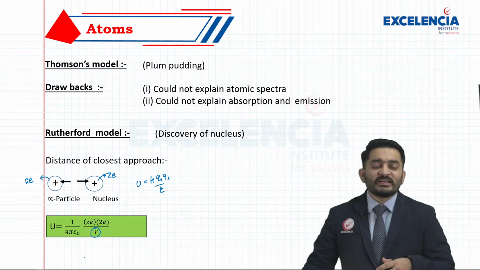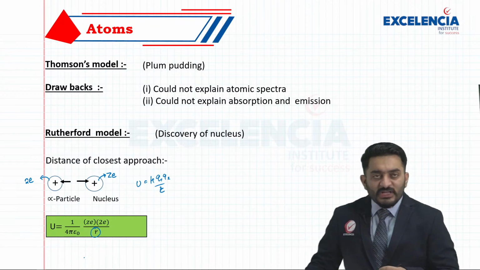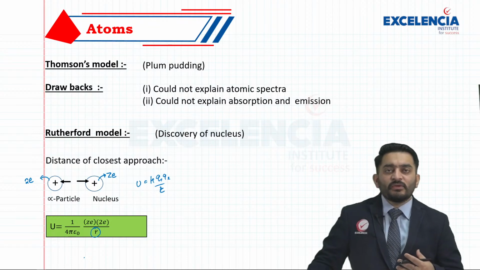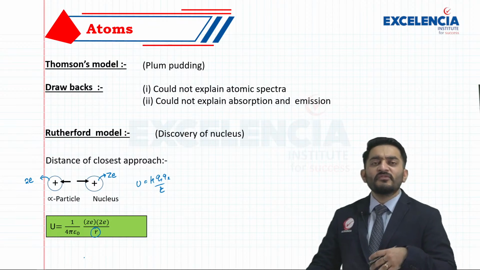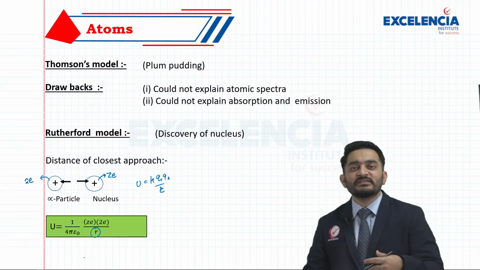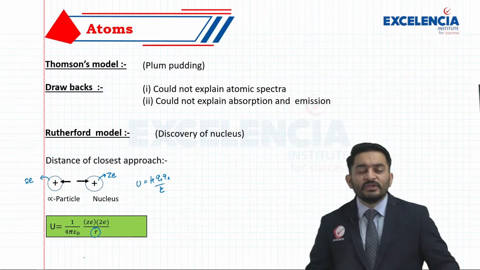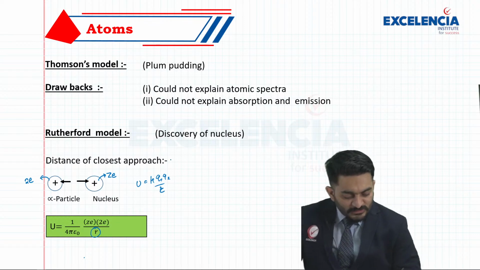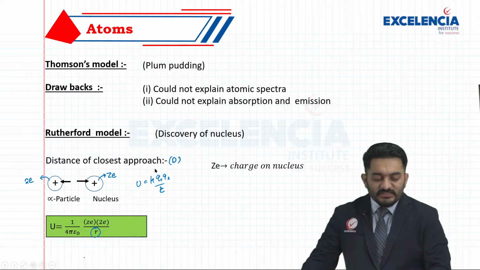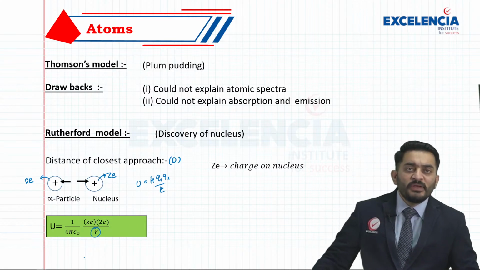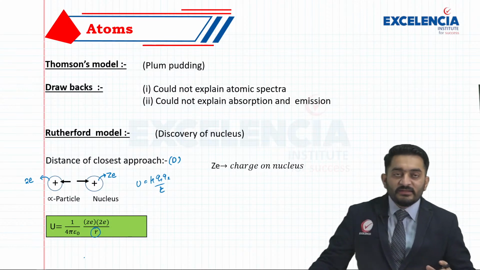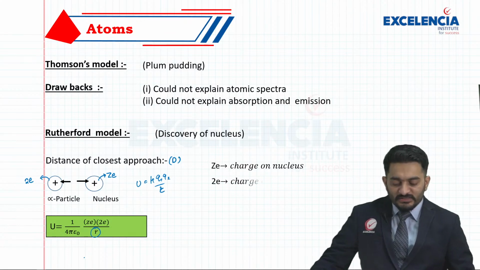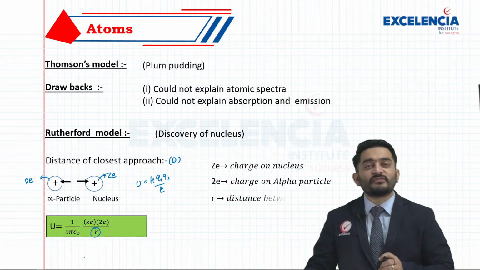The formula is very easy to derive, because you can simply equate the kinetic energy to this formula and find the value of R. This R is your capital D, the symbol usually taken for the distance of closest approach. I'll write it here for you. In this formula, you should not be confused about the ZE, which is the charge on the nucleus, and the 2E, which is the charge on the alpha particle.